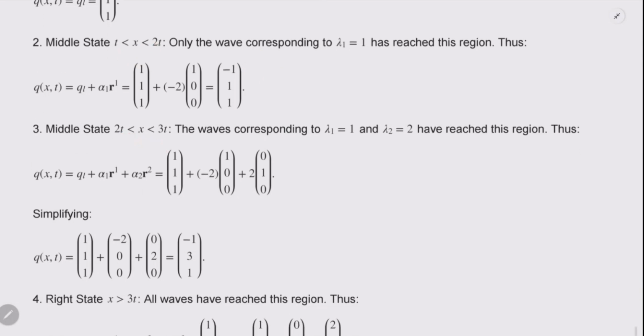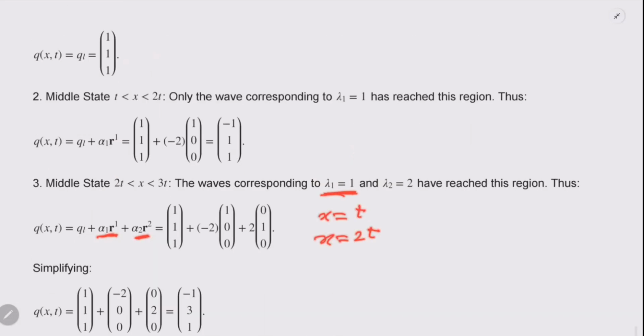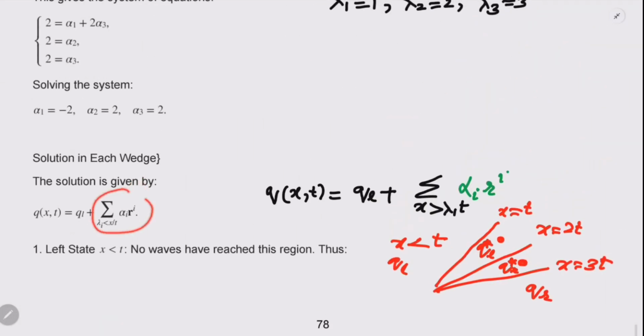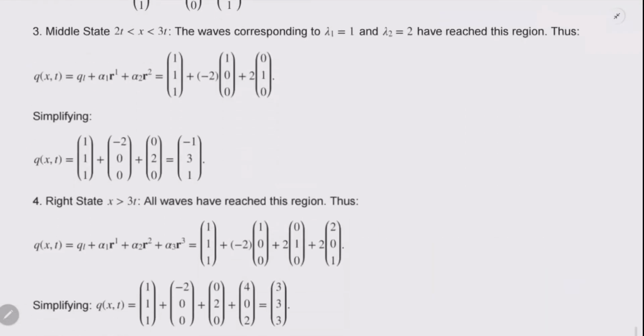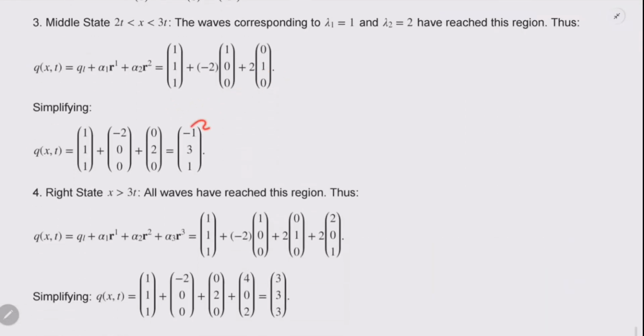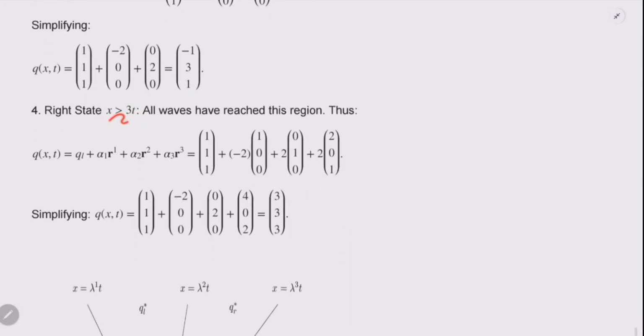Similarly, when x is greater than 2t and less than 3t, the contribution is coming from two waves. One is on the left side, x is equal to t, and another one is from x is equal to 2t. So there are two extra conditions, like over here. We are solving this equation. When we solve it, we get another solution.